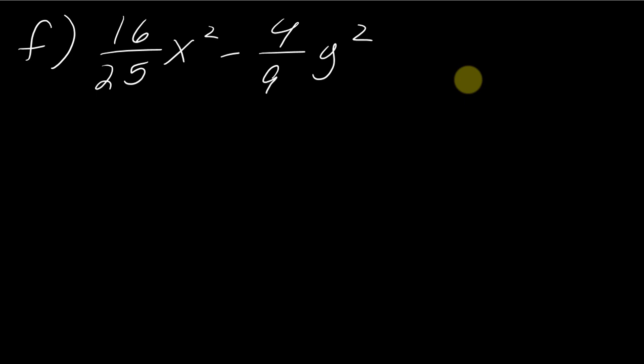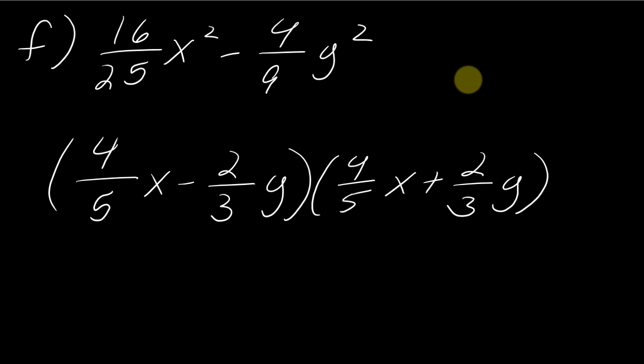Okay, and for this last one, 16 over 25x squared minus 4 over 9y squared, I want you to take a second to think about this. Think about how these are perfect squares. Take the square root of the top and bottom of everything, and then hit play when you think you've got an answer. Write something down and then hit play. Okay, so this is going to factor 4 over 5x minus 2 over 3y, and then 4 over 5x plus 2 over 3y. I think this is actually pretty cool. This looks really hard, but it's really just a pattern, right? And once you understand that pattern, you just apply it over and over.